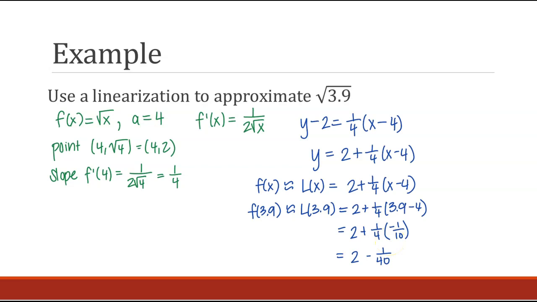And that should basically make sense. I'm still going to finish this out, but I just want to point out how we know the square root of 4 is 2. So the square root of 3.9 should be a little smaller than that. So it's approximately smaller by 1/40th, which as a decimal, so this is 2 minus 0.025. So it's 1.975. That is an approximation for the square root of 3.9 using a linearization, using a tangent line.